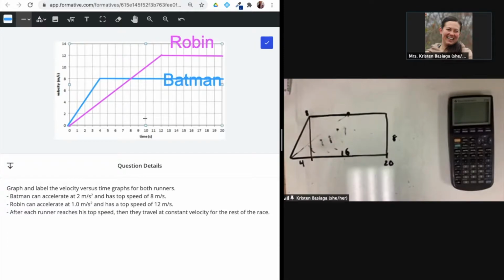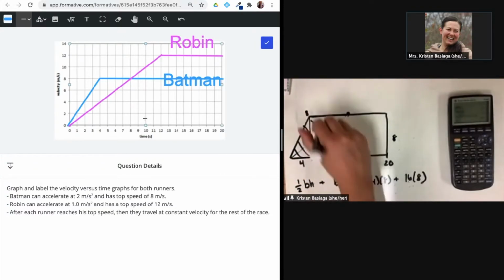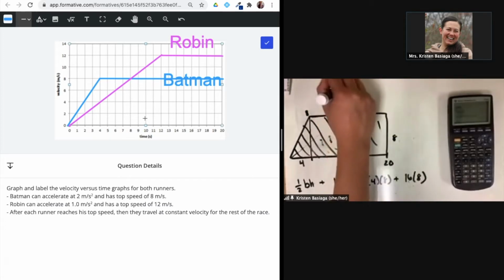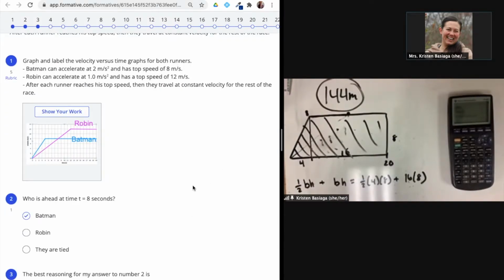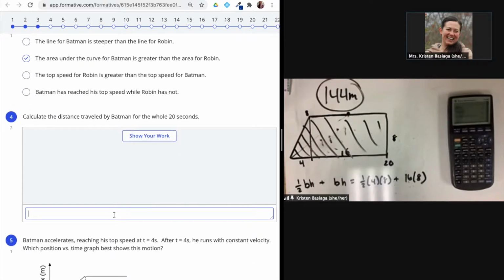Taking the area of both of these shapes then, it'd be 1/2 base times height for the triangle plus base times height for the rectangle. That's 1/2 times 4 times 8 for the triangle, plus 16 times 8 for the rectangle. And that gets us 144 meters. Batman's distance, calculated using area under the curve, would be 144 meters. You get some of the points for writing in this number, 144. This 2 over here indicates that it's worth 2 points though. The second point is for showing your work.